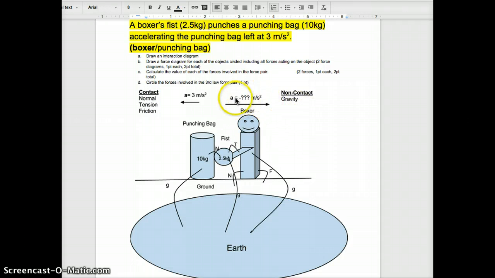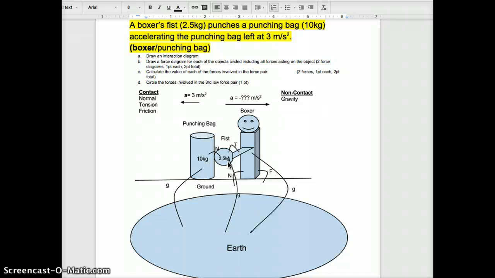I also added the acceleration up here just to give you a visual of what we're looking at in this problem. We know that the punching bag accelerates this way at 3 meters per second squared, and then we want to see the fist going this way. I made the fist a bit bigger just to exaggerate it here. A boxer with a big fist with his punching glove on, there.